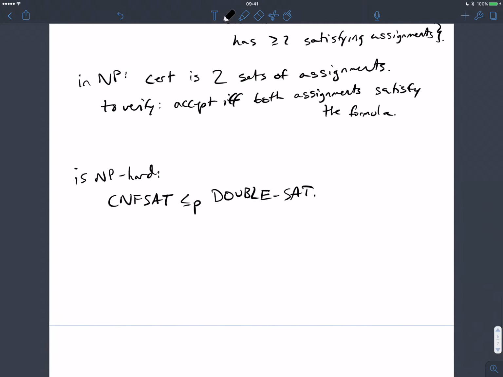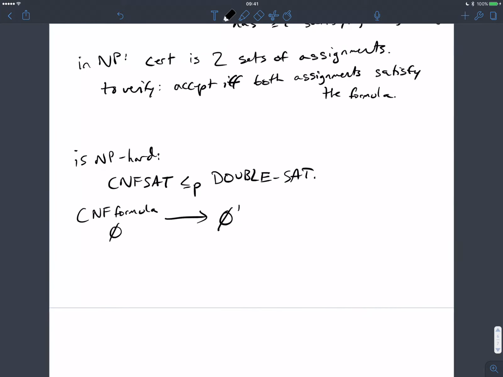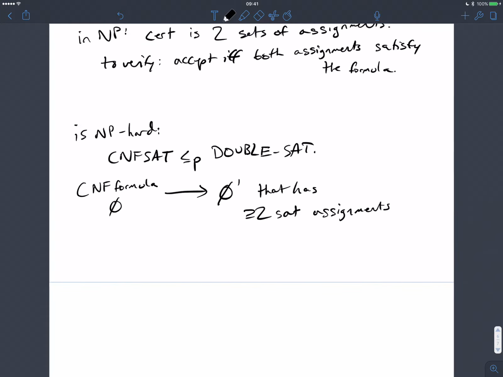There are many ways you can do this one, but let's see. We have to be given a CNF formula, phi, let's say, and transform it into phi prime that has at least 2 satisfying assignments if and only if phi, the original one, was satisfiable. If the original formula was not satisfiable, we better have at most 1 satisfying assignment, or 0. And if the original one was satisfiable, we have to have at least 2 in the formula that we make at the end.